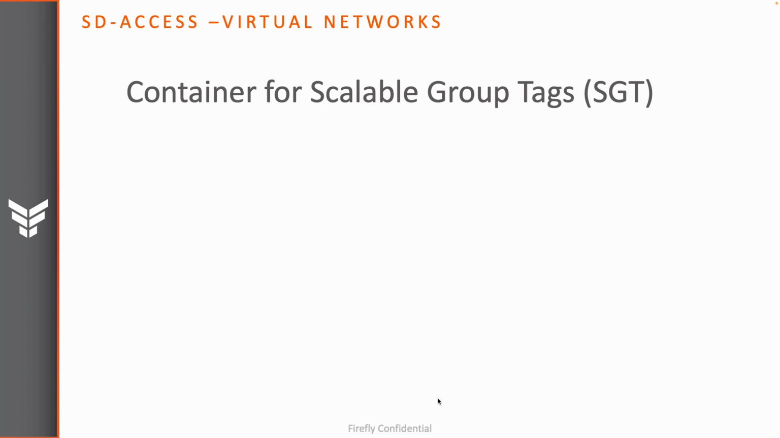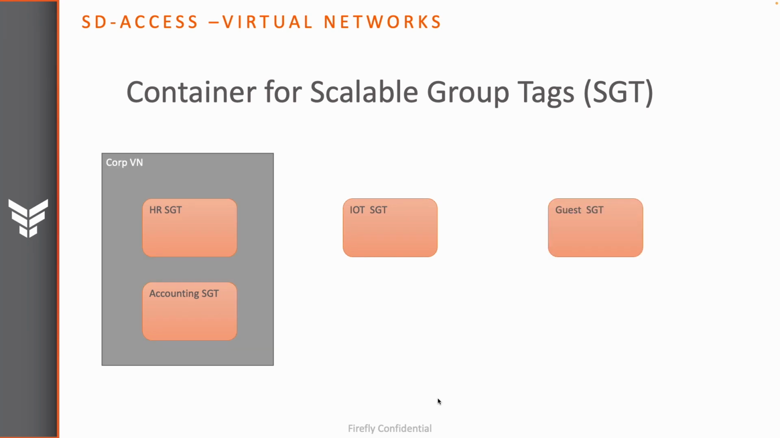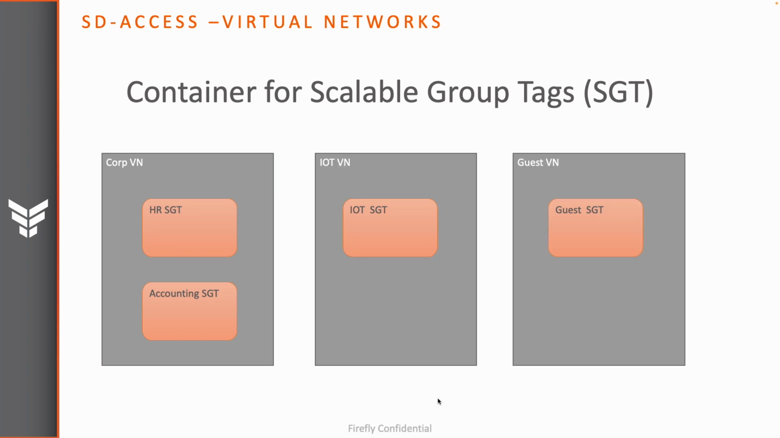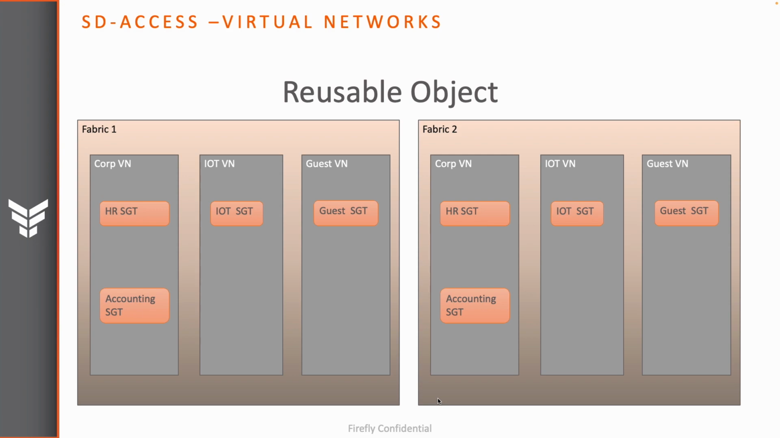Virtual networks are also a container for our scalable groups. When we create our scalable groups, we have the option of assigning them to a virtual network. This gives us the ability to create these objects that we can then attach to our fabrics. This object can be created and added to multiple fabric sites, so all of these scalable groups and the users associated with them and all the policies associated with it can be replicated through our fabrics without having to repeat that workflow.